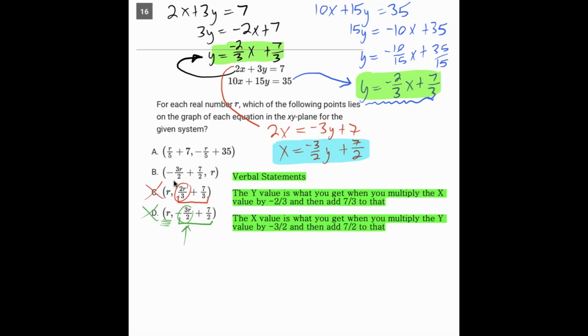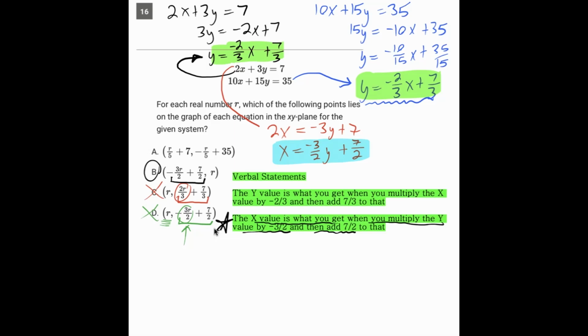B says the x value, which is before the comma, it's this. It's what you get when you multiply the y value by -3/2. Okay, let's follow that. The x value is what you get when you multiply the y value by -3/2, check, and then add 7/2 to that, check. Okay, so that is our answer. It matches one of our verbal statements.